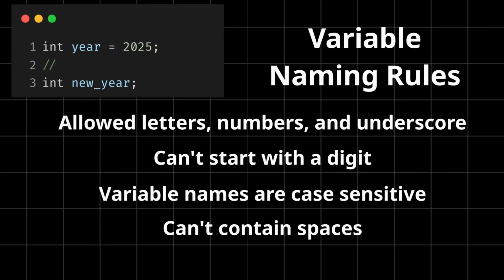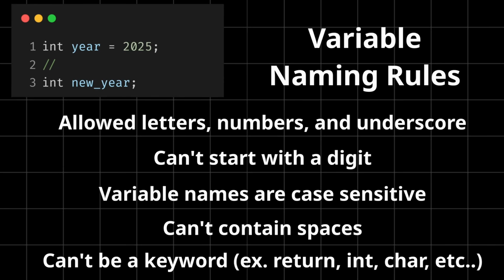Variables can also not contain spaces. Since variable names can't contain spaces, it's very common to substitute underscores for spaces. And lastly, variable names can't be the same as keywords in the C language. Keywords are things like the data types of int, char, double, or the word return. Anything that basically has a special meaning in the C language.